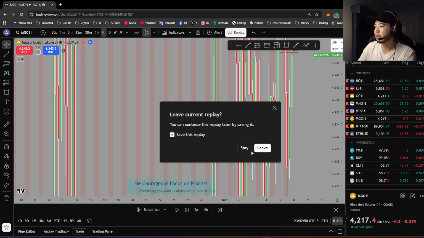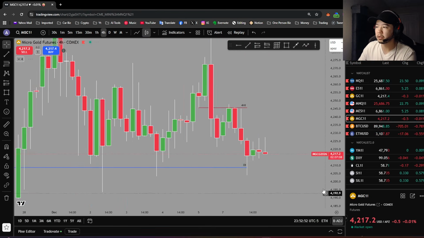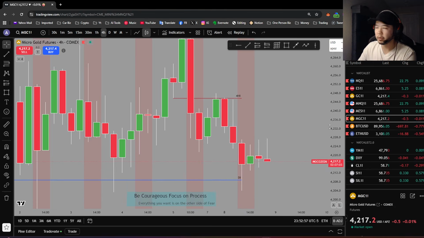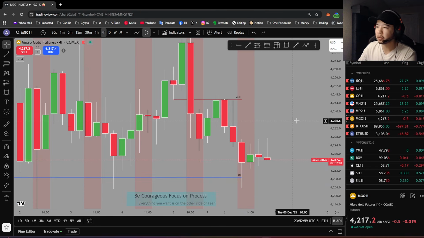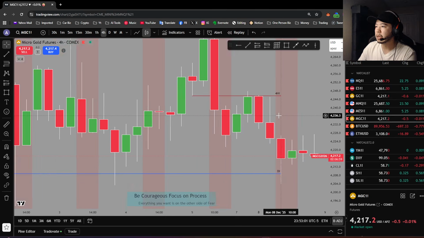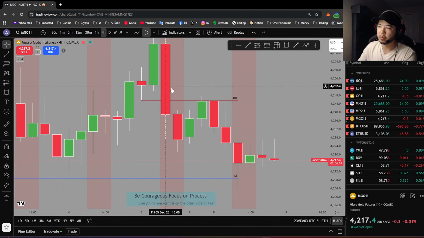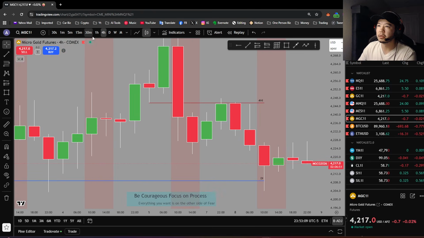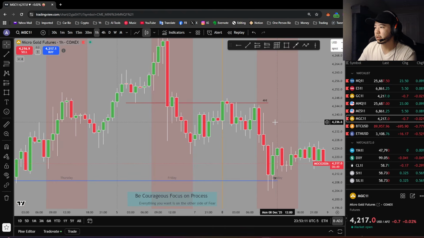Go to 4 hours. Let me leave this. And today's trade on gold was very similar to Nasdaq, but it was a little bit cleaner because I went to my 4 hour and marked my 4 hour indication, correction, continuation.